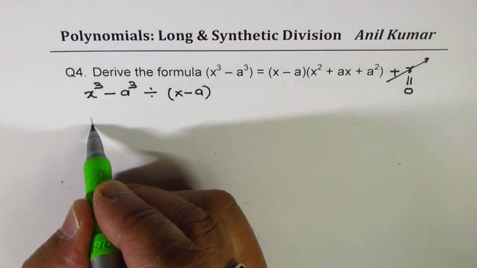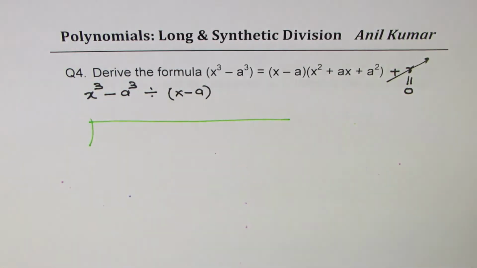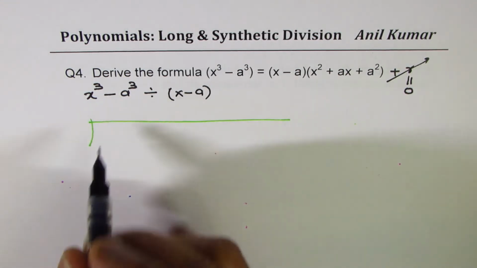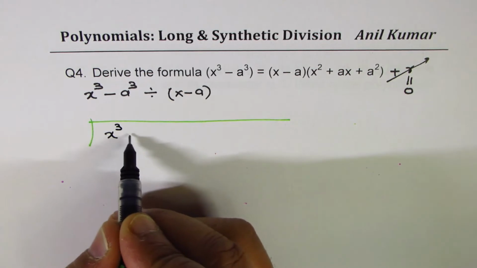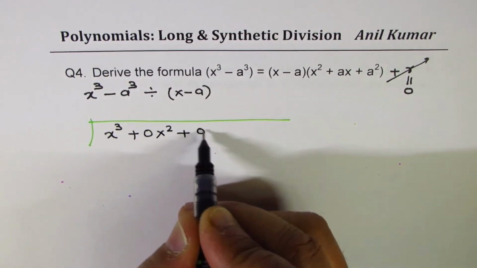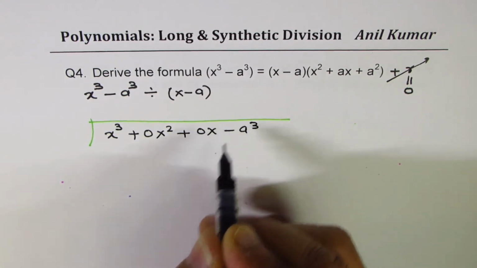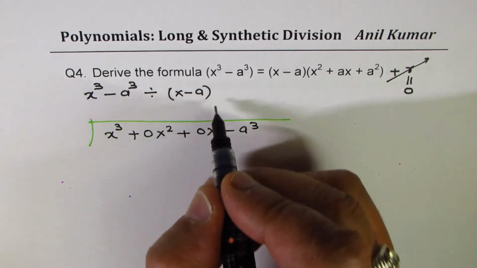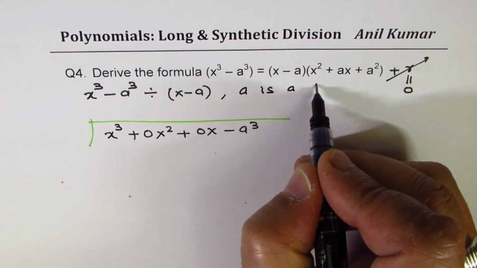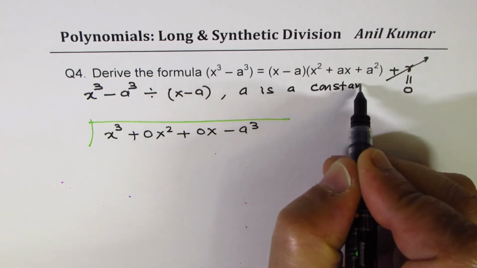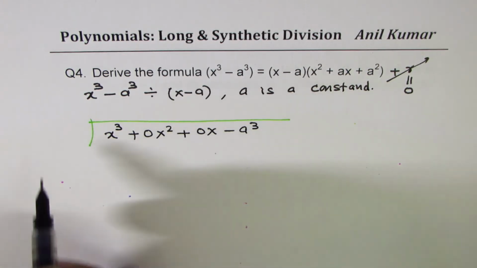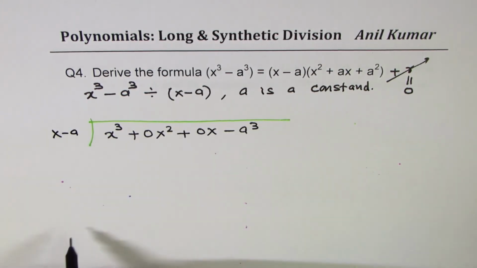So let's do it. So let me do long division. Right? Now x cube minus a cube, two terms are missing here. Those two terms will be replaced by placeholders. So we get 0x squared plus 0x minus a cube. So remember, a is a constant. A is a real number. Let's say a constant. So we are only working with one variable equations. And the divisor here is x minus a.